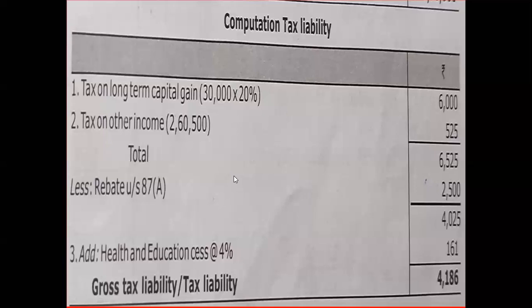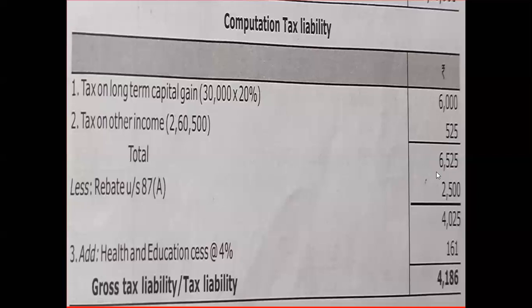Now, since he is an individual and less than 60 years, up to 2,50,000 he can claim the exemption. So 2,60,500 minus 2,50,000, the balance amount will be taken. On that balance amount, we need to calculate the tax amount. That is 10,500 into 5%, the tax rate is 5. So the tax amount is 525. Now total tax: 6,000 plus 525, 6,525 will be the total tax.